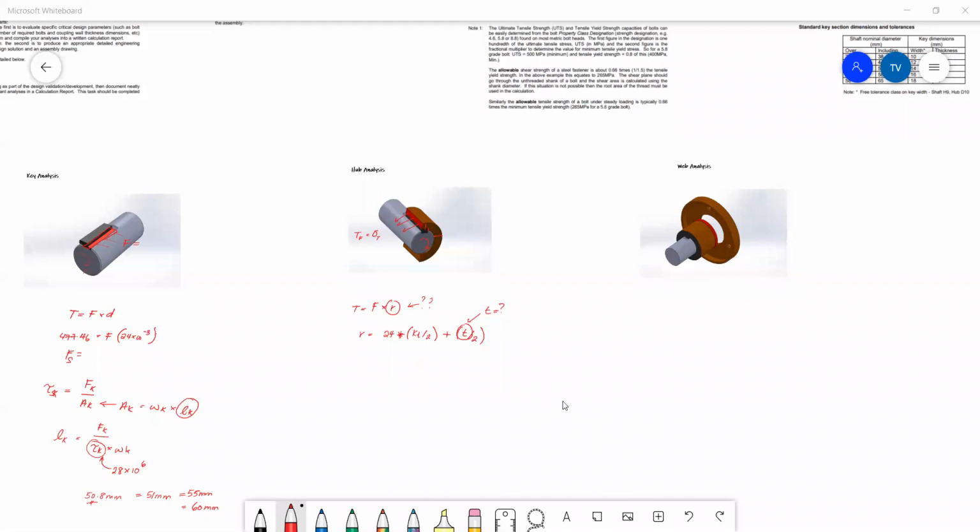So yes, as I was saying, you assume the thickness at this point, your hub thickness. And you will use this hub thickness along with your shaft radius, along with your key thickness to find your radius, and then your radius will be used to calculate your force. So your force will be equal to the torque divided by the radius, which is this equation. Once you have your force, you will then be able to calculate your required hub thickness.